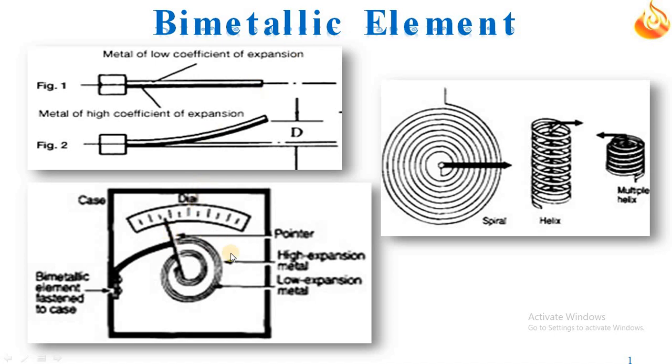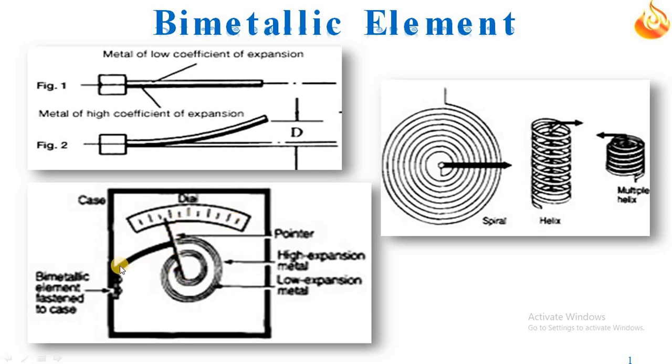So here we can see this is the spiral type bimetallic thermometer. One end of this thermometer, that is this one, is fixed, whereas the free end of this bimetallic strip is connected to a pointer, and this is the calibrated scale. So on this scale we can measure temperature.